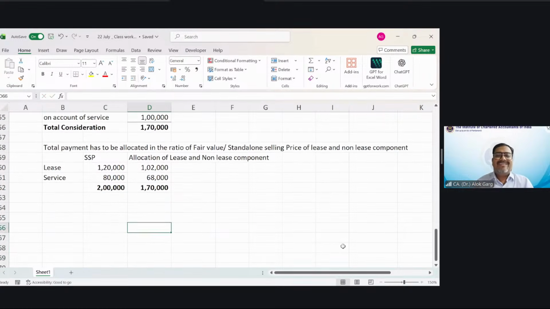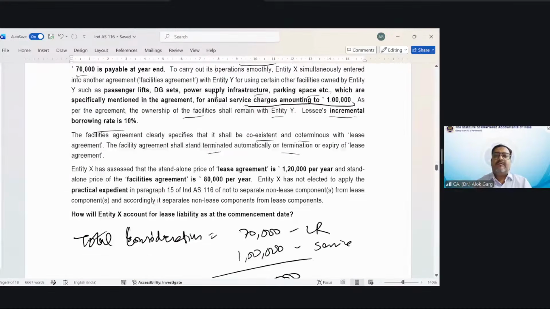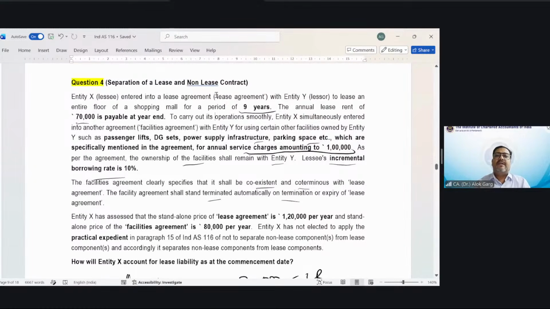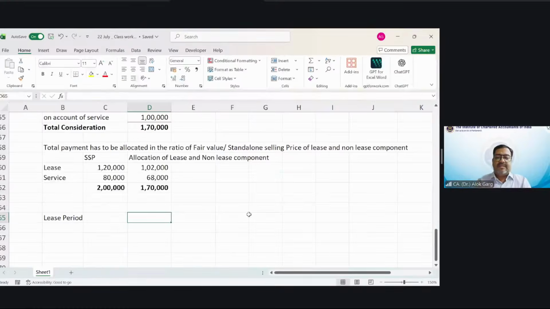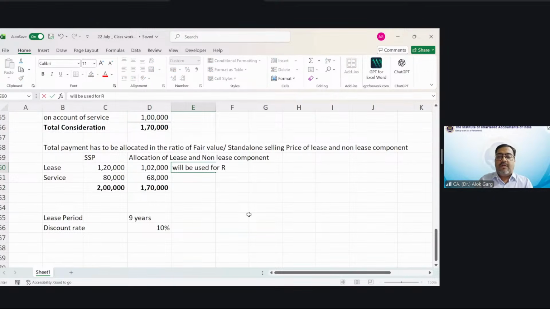So friends, what is the accounting? What is the lease period in this case? You remember the lease period? The lease period was 9 years. Discount rate was 10%. So this 1,02,000 will be used for ROU and lease liability accounting, right? This 68,000 will be charged to expense in P&L, right?